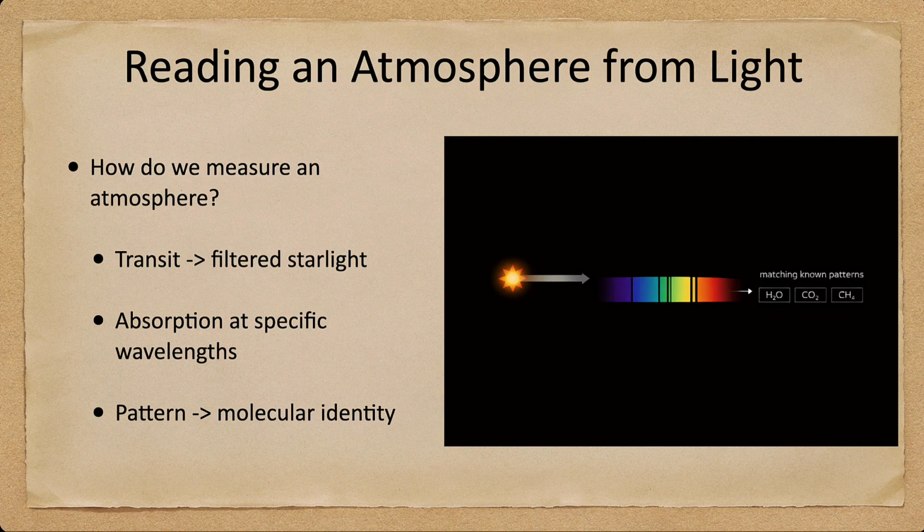If certain wavelengths are missing, and those missing wavelengths match specific molecules, then those molecules must be present in the atmosphere. By analyzing how strong these absorption features are, scientists can estimate how much of each gas is present, and by studying how those features change, they can infer temperature and atmospheric structure, all from subtle changes in light.